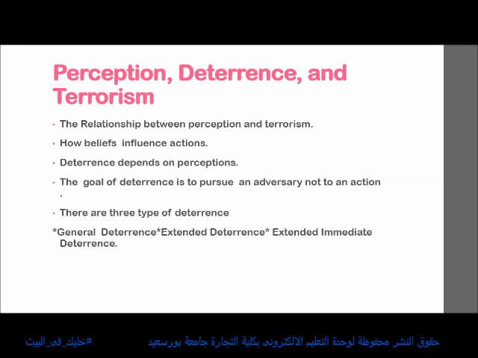The goal of deterrence is to pursue an adversary not do an actions، بيقنع الخصم ان هو مش هيجم عليك او يقوم باي عمل. لكن امريكا عندها سلاح نووي، روسيا عندها سلاح نووي، فبالتالي عندهم الاثنين perceptions ان هم they can't attack each other. بيقول لك الردع كنظريه مهم في الجنرال deterrence، extended deterrence، extended immediate deterrence.